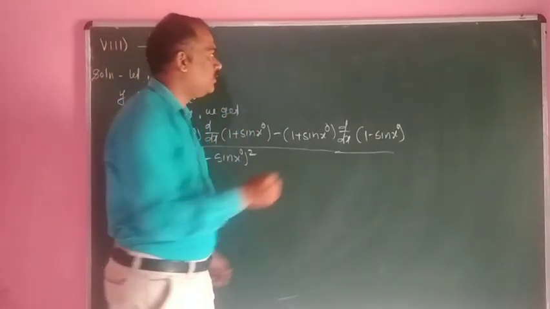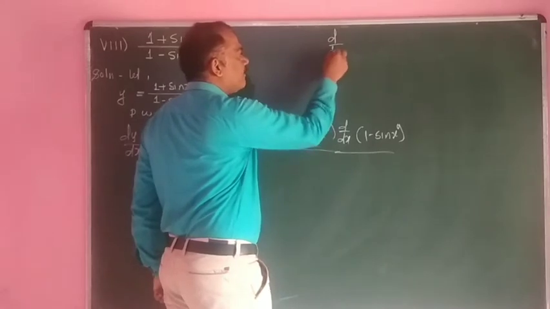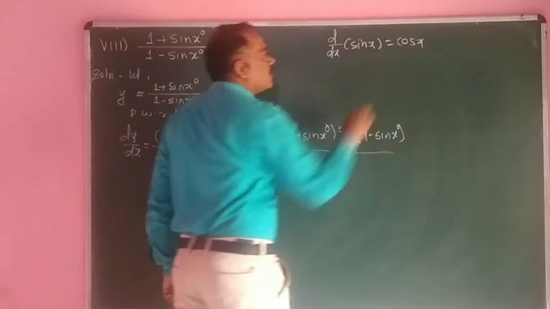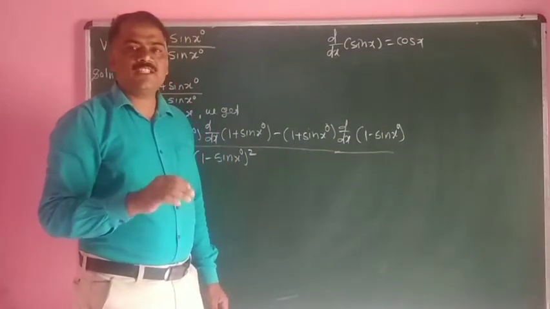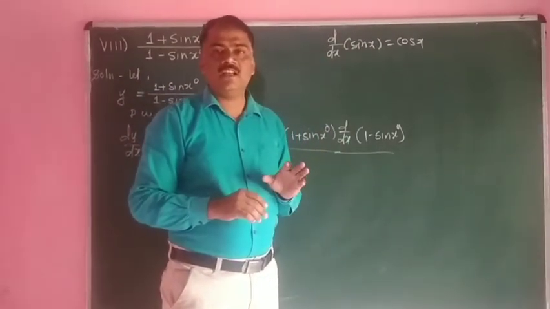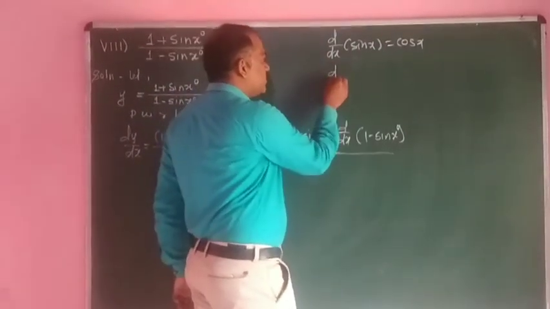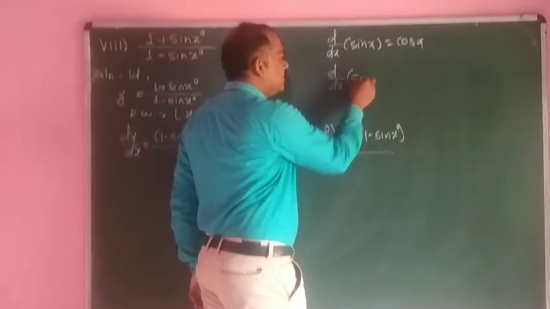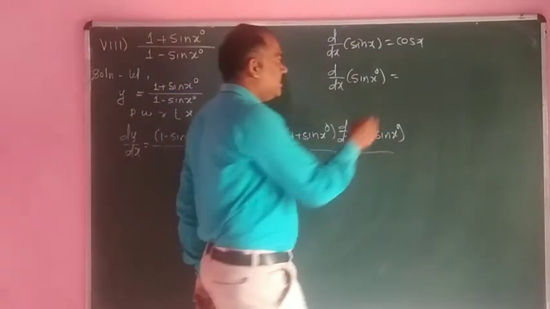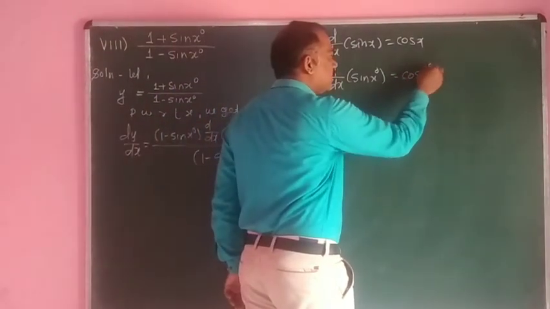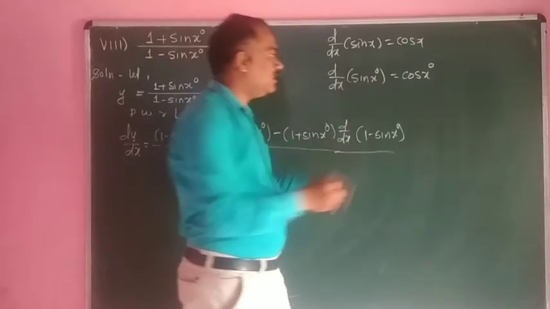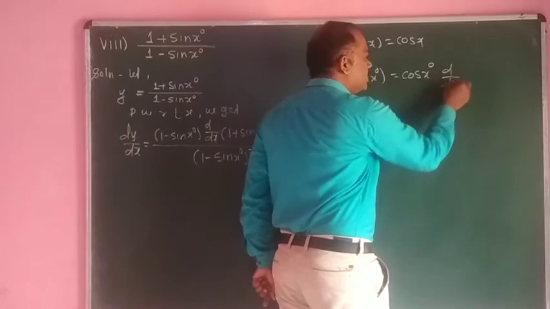When we take the derivative of trigonometric functions, the standard formula is d dx of sin x is equal to cos x. The condition here is that x must be in radians. But when x is in degree measure, what do we do with d dx of sin x degree? First we take the derivative of sine. The derivative of sine is cos. Keep the angle as it is. Then we take the derivative of the angle, that is d dx of x degree.